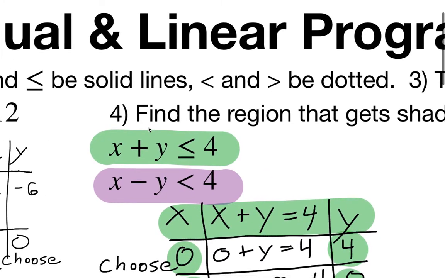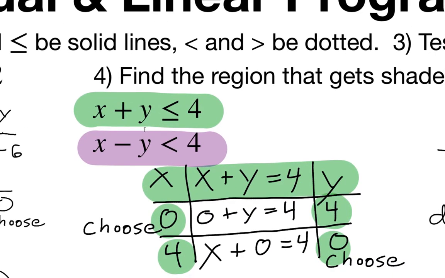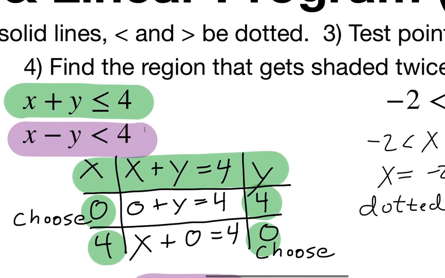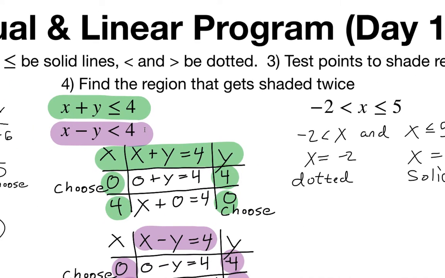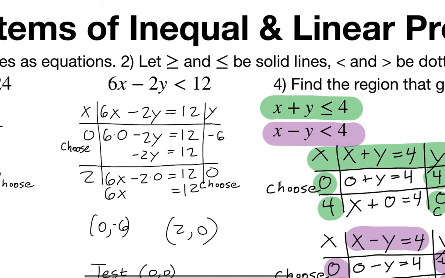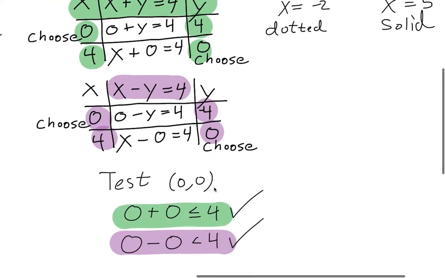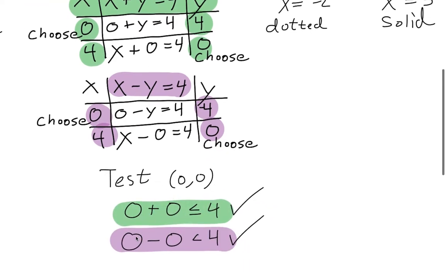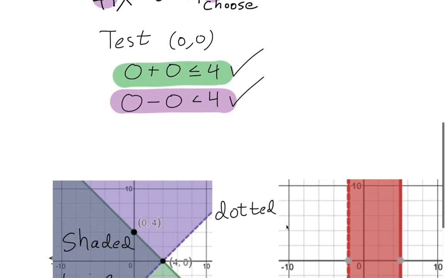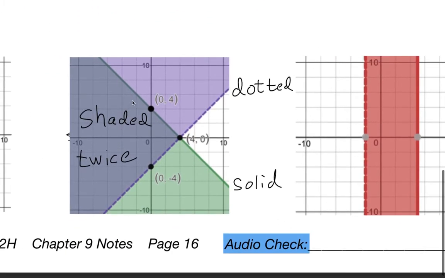Now, if you are given a system of inequalities, then basically there's one more step. You do steps 1, 2, and 3 that I've set up here already for each of them individually, and then figure out which region gets shaded twice. So over here I've got a green table and a purple table. I'm going to test (0, 0) in the green inequality and in the purple inequality, and shade appropriately.